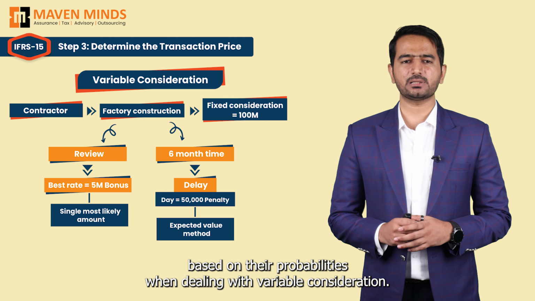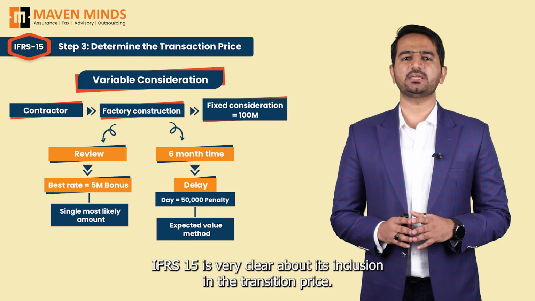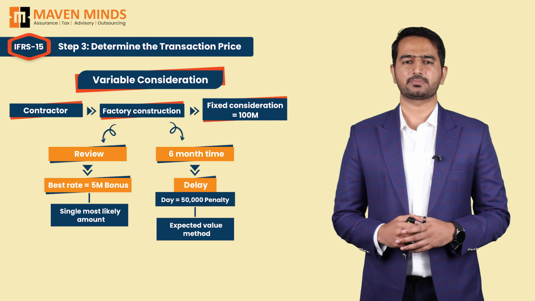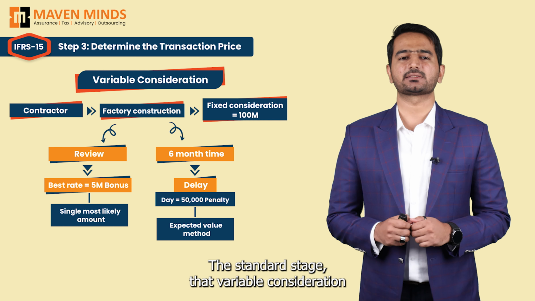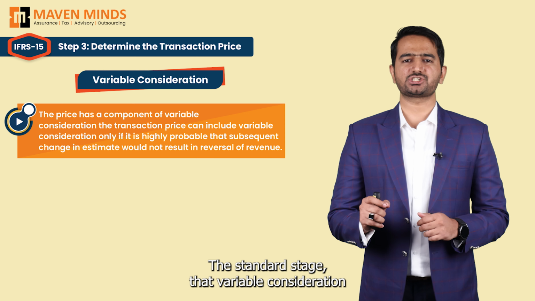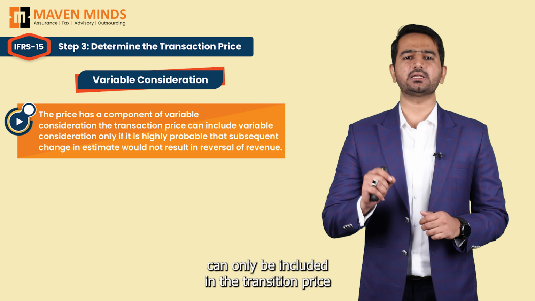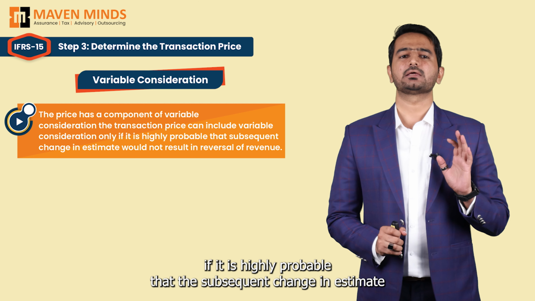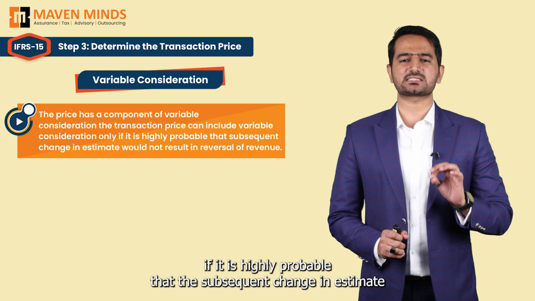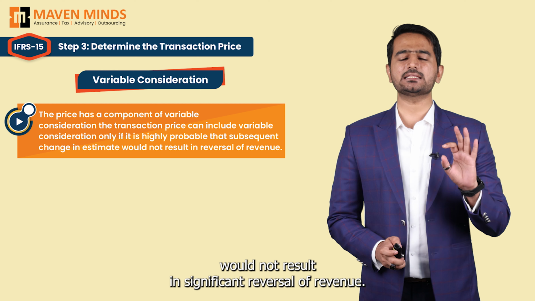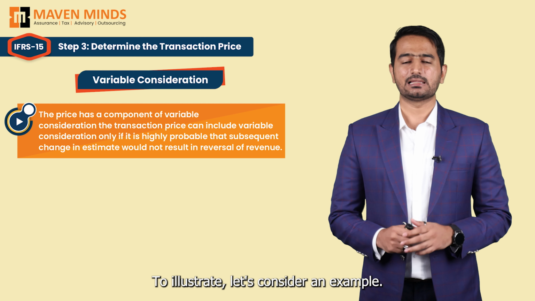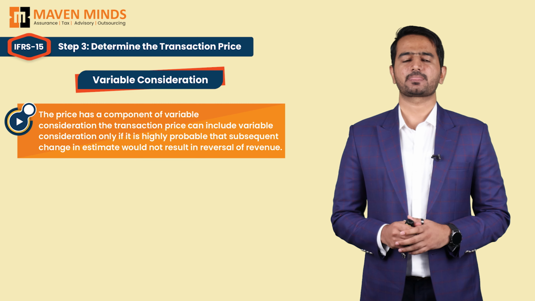When dealing with variable consideration, IFRS 15 is very clear about its inclusion in the transaction price. The standard states that variable consideration can only be included in the transaction price if it is highly probable that the subsequent change in estimate would not result in a significant reversal of revenue. To illustrate, let's consider an example.